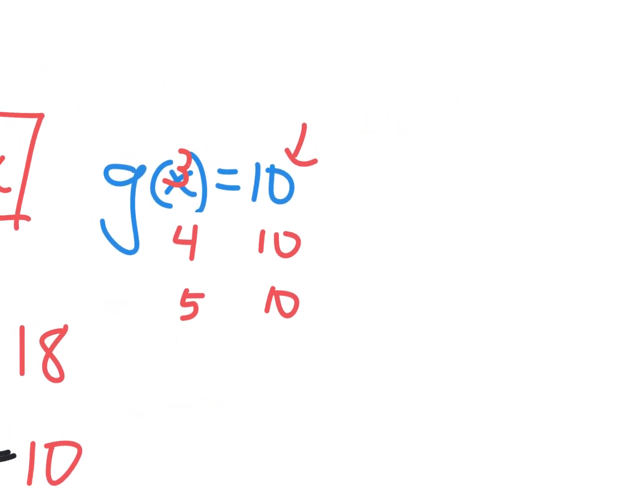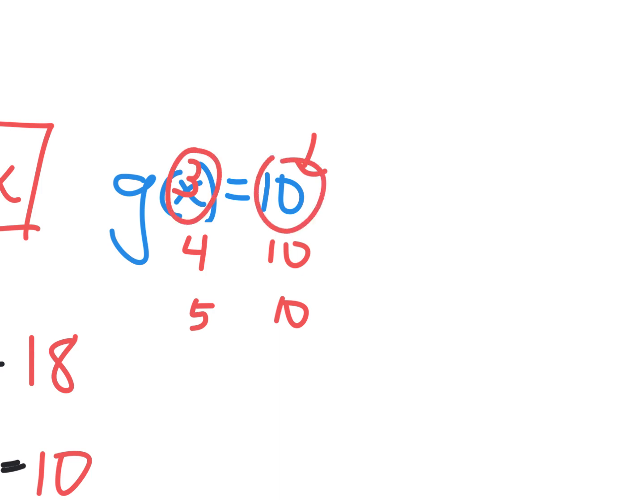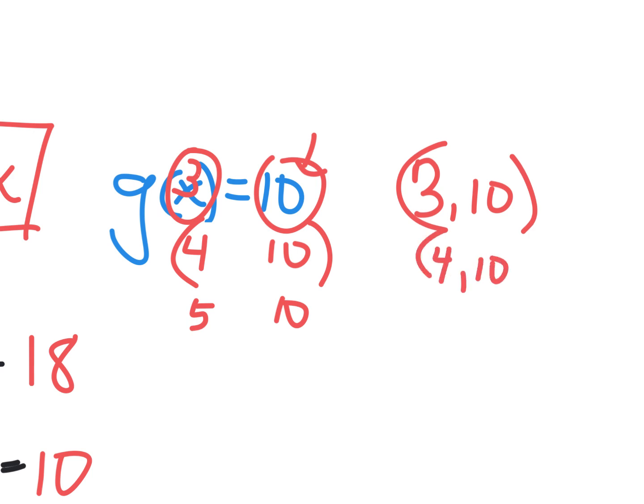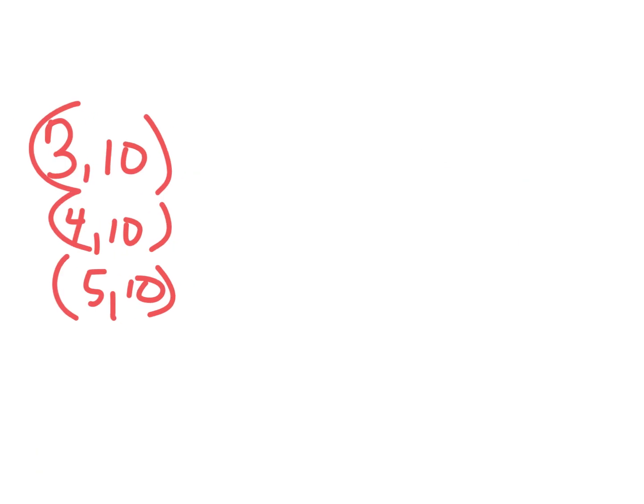Let's take just a second and say, if I stuck in 3 and got 10, that's like the point 3 comma 10. If I stuck in 4 and got 10, that's the point 4 comma 10. This is the point 5 comma 10. If you graphed all of those, 3 10, 4 10, actually, I should be a little more to scale.